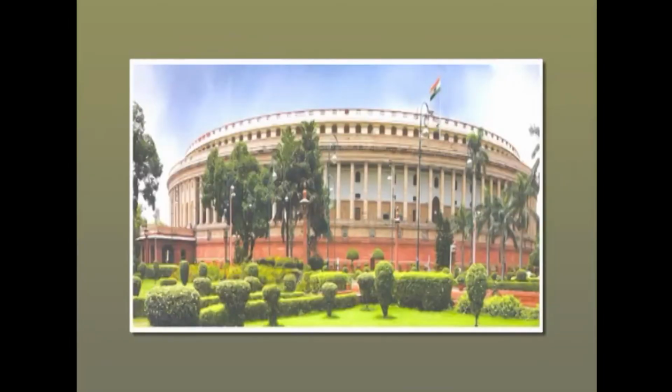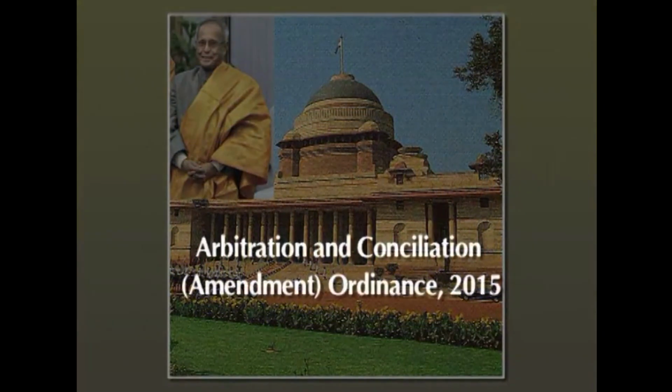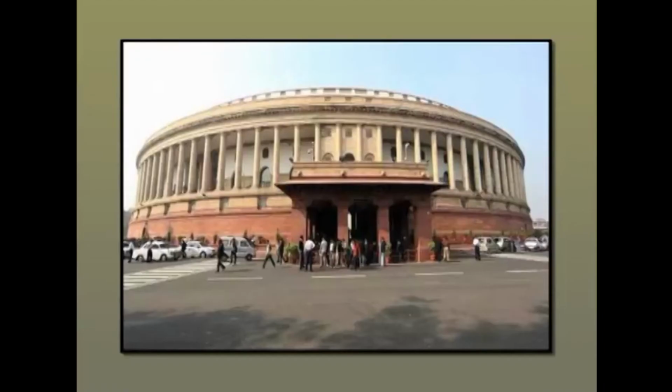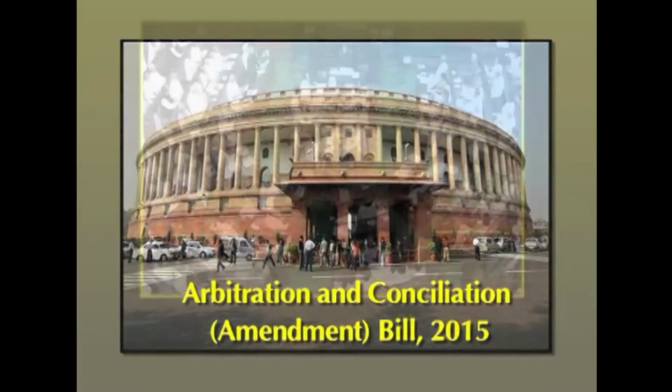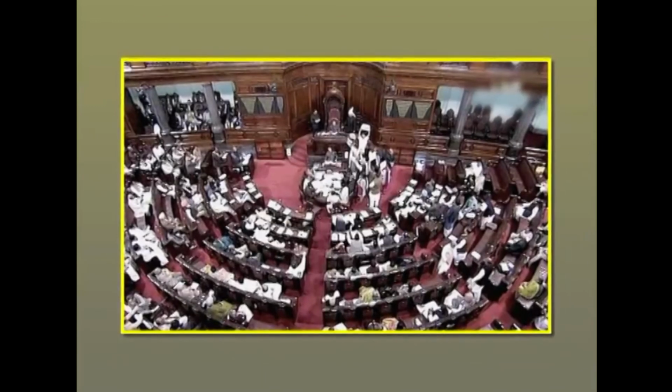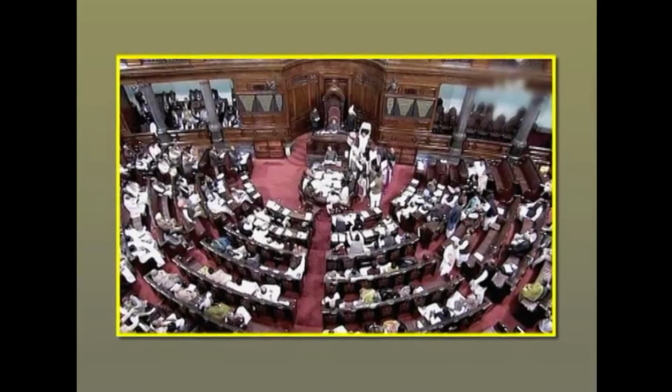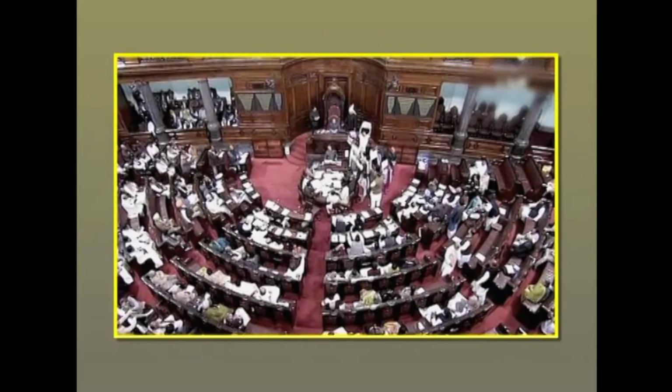As Parliament was not in session, basing on the report, the President promulgated the Arbitration and Conciliation Amendment Ordinance 2015, which came into effect from 23rd October 2015. Later, the Arbitration and Conciliation Amendment Bill 2015 was passed in Lok Sabha on 17th December 2015 on the same lines, and it is yet to see the fate of Rajya Sabha as on 20th December 2015.